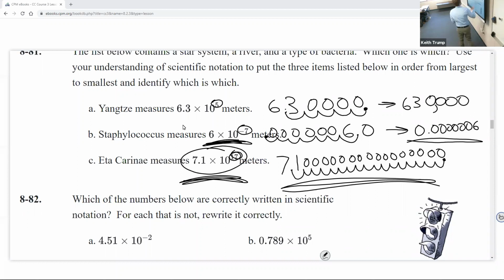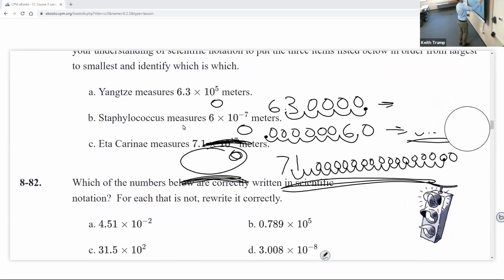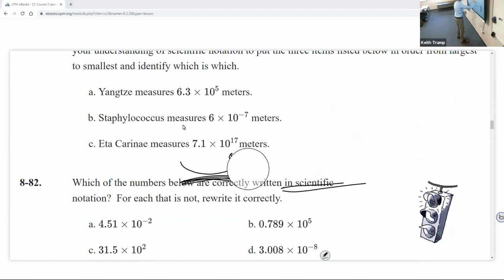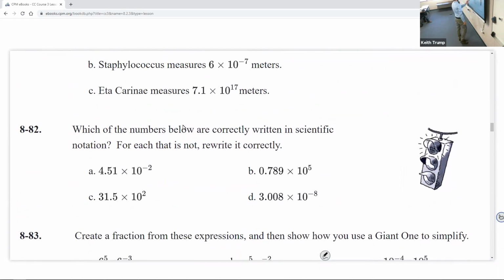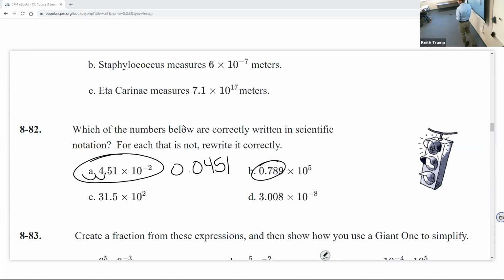Now, let's take a look at scientific notation by correcting the mistakes in these problems down here. So we've got some mistakes in some of these. Well, some of them are written correctly. So this one is written correctly, okay? You just move the decimal over 2 places and it's 0.0451. Totally fine.